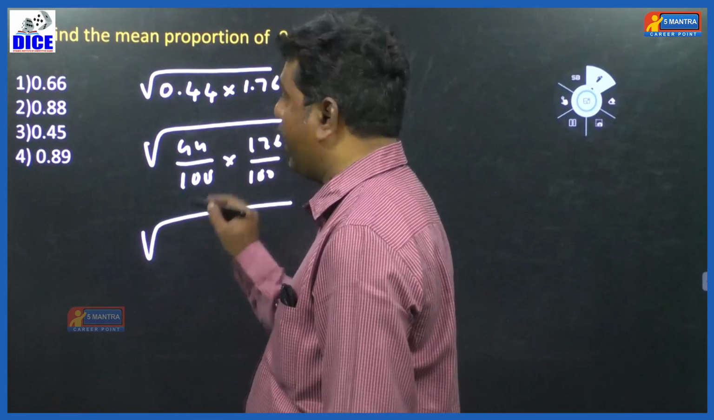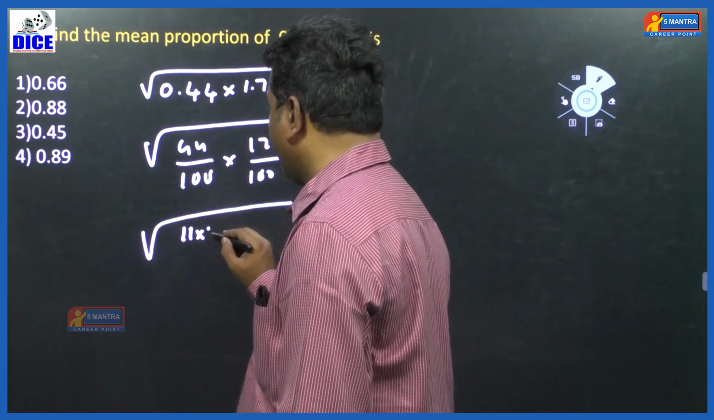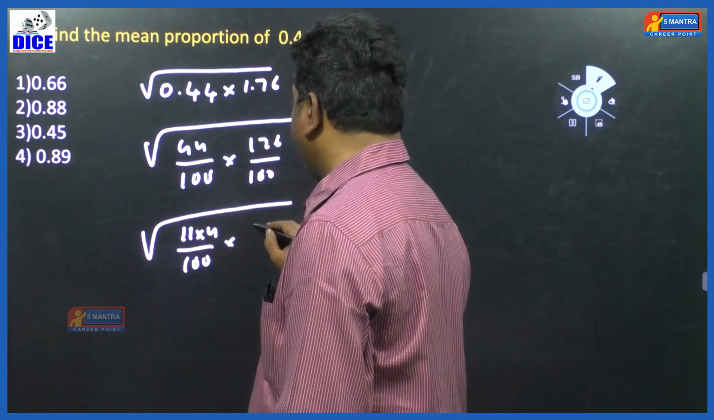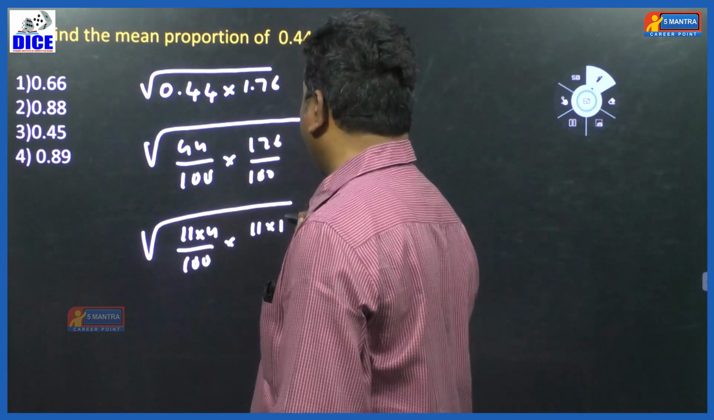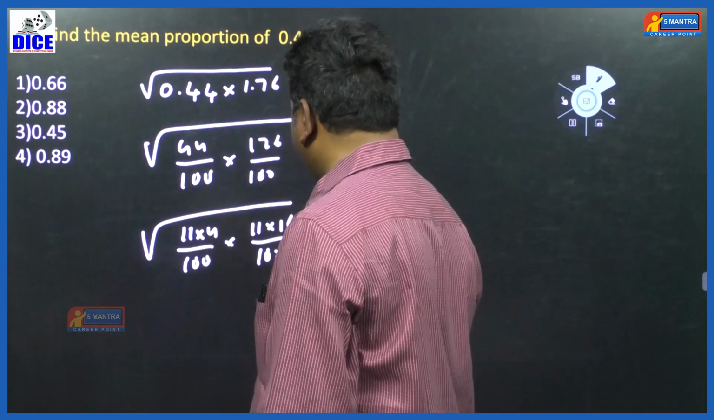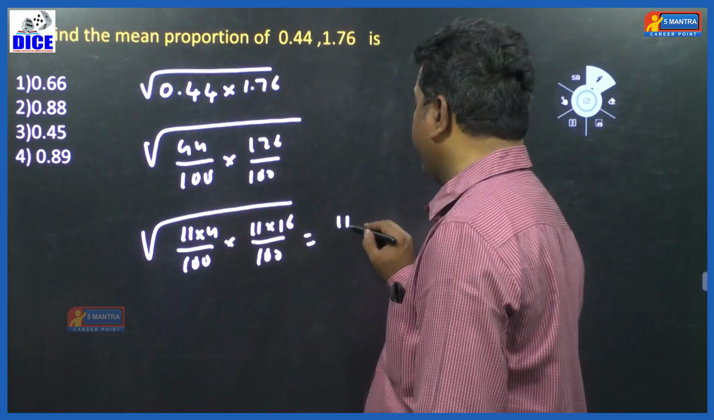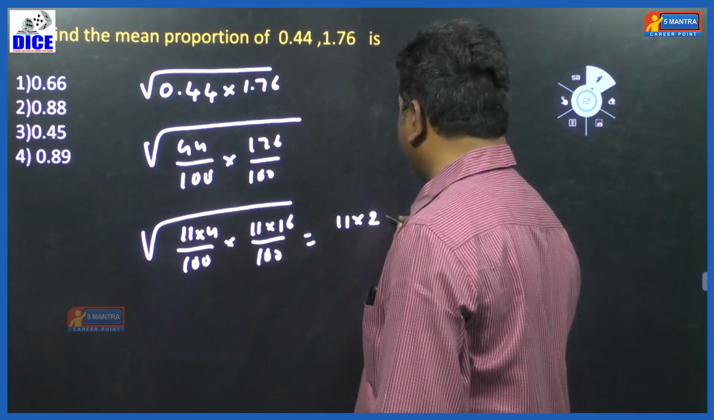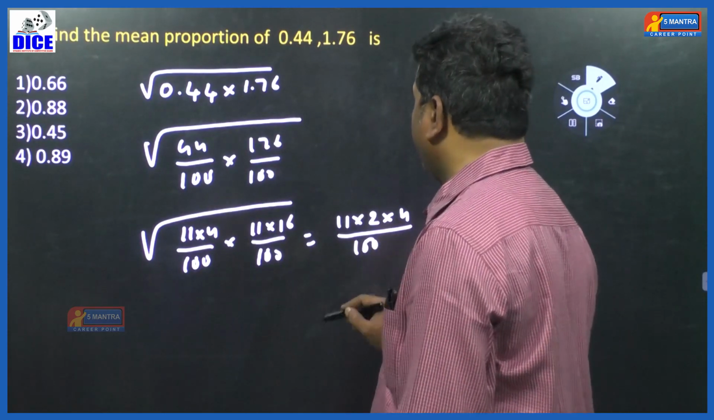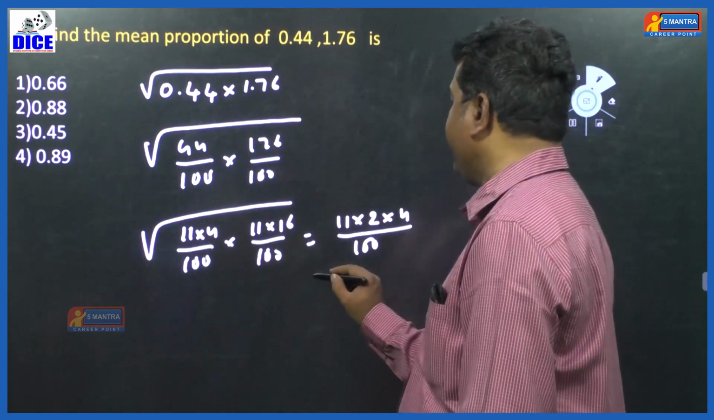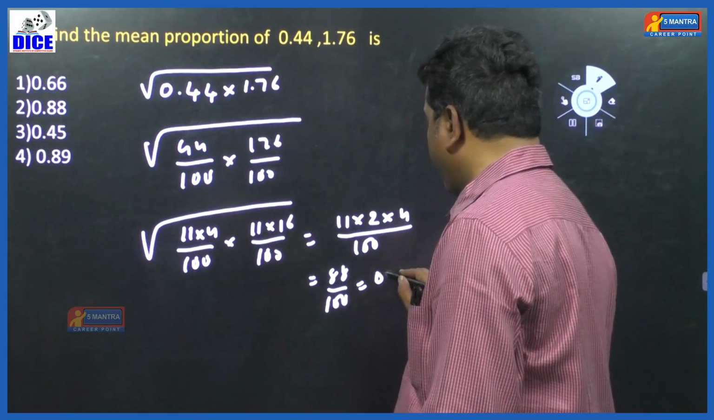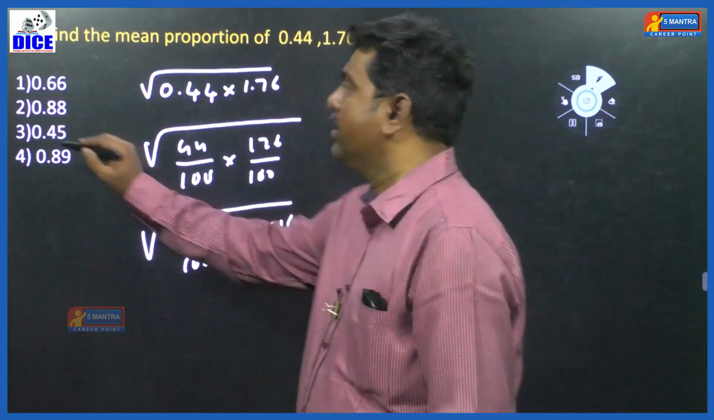Write this as 11 into 4 by 100, and 176 as 11 into 16. So 11 into 11 outside, the square root of 4 is 2, the square root of 16 is 4, by 100 outside. So the answer is 11 into 2 into 4, which is 88 by 100. The required answer is 0.88.